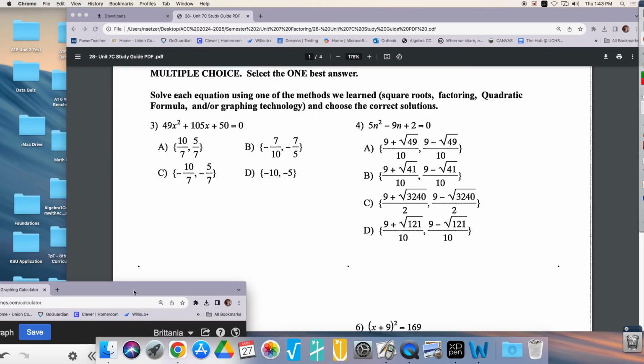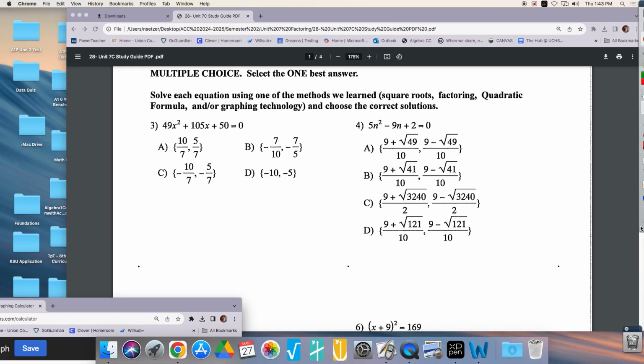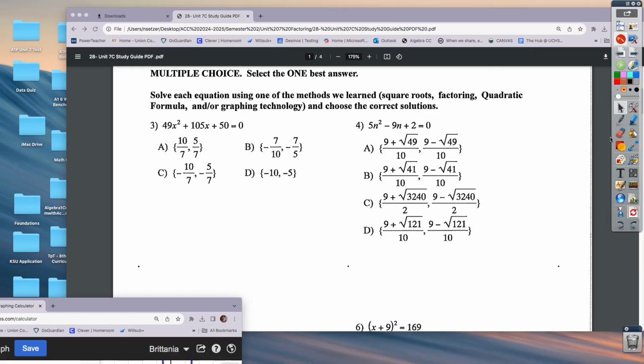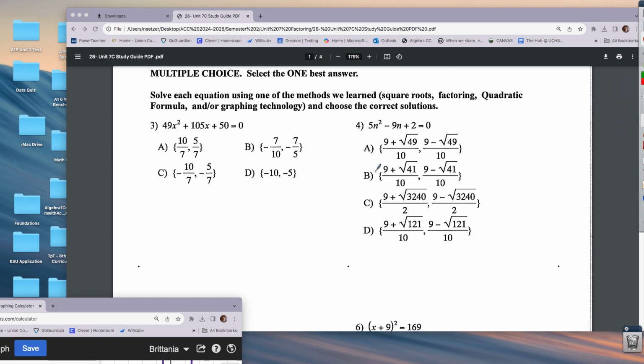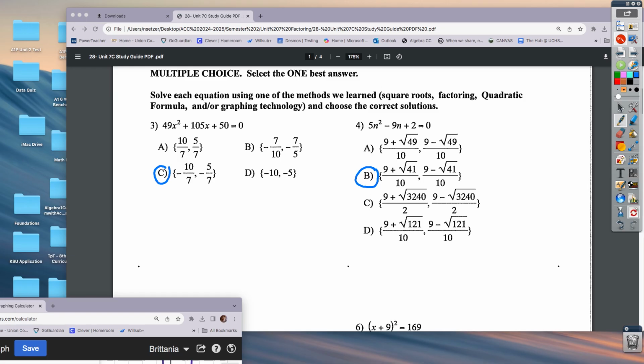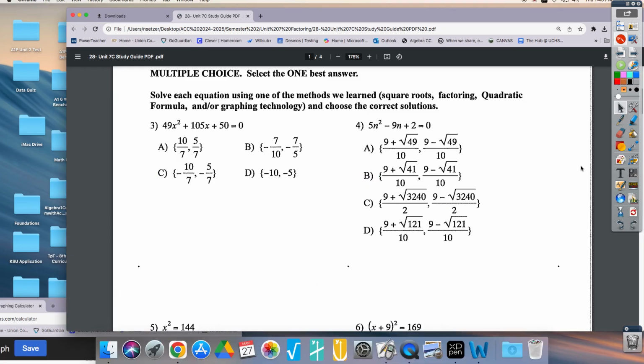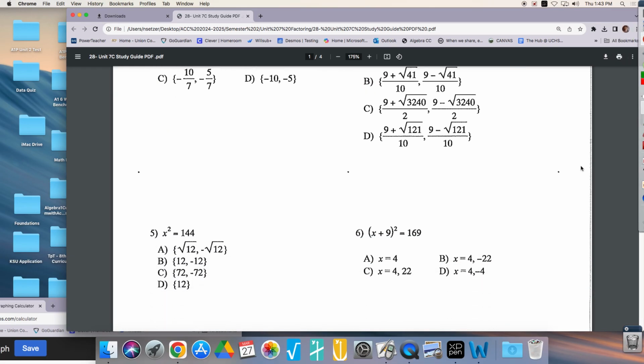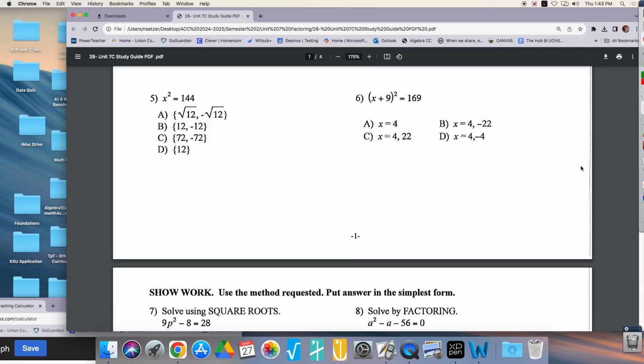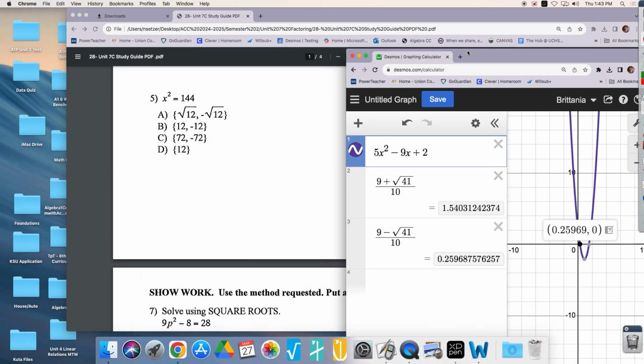On this one, if that feels like it's taking too much time, you can always do the quadratic formula on this and get that answer. So here we had the answer B, and on 3 we had answer C. All right, let's scroll it down. All right, 5 and 6, pull out Desmos.